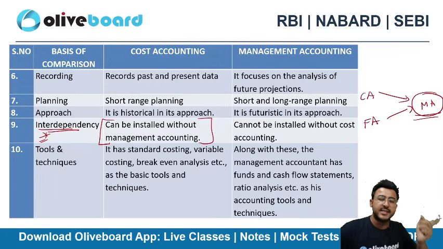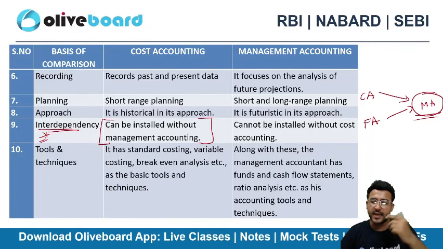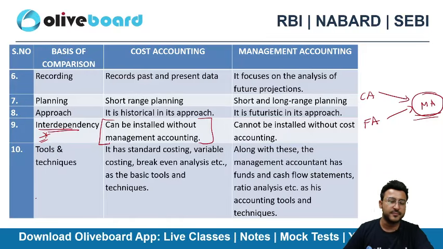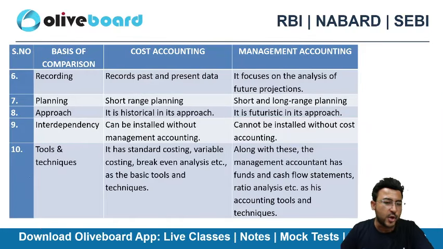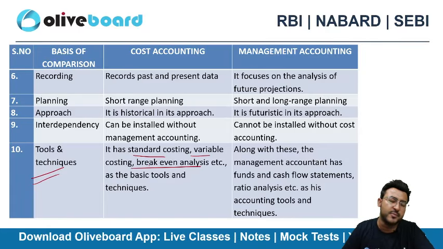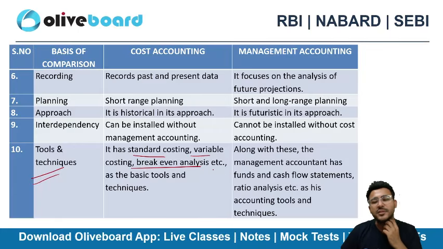Management accounting is interdependent on cost accounting as well as financial accounting, right? If I talk about tools and techniques, then the chapters like standard costing, variable costing, break even analysis that we'll be studying in marginal costing, these are the tools and techniques of cost accounting. Of management accounting, some of the crucial tools and techniques are cash flow statement, fund flow statement, ratio analysis.